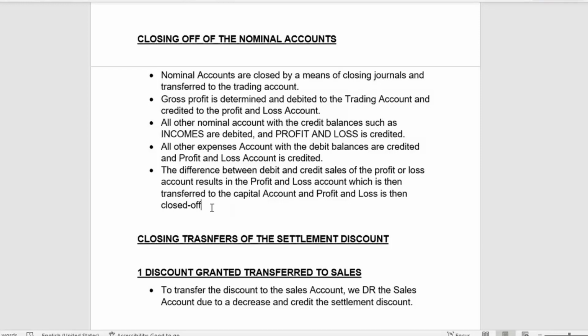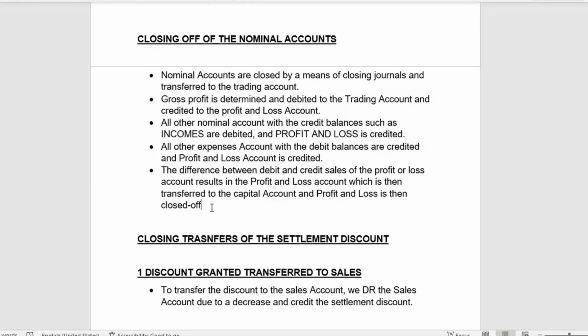All right, let's have a closer look at bullet number 3, which says all other income accounts with a credit balance, such as incomes, are debited and the profit and loss is credited. The bigger question should be, why are we actually doing this? Closing transfers, the standard tells us, when you do the closing transfers, you're doing things in the reverse.